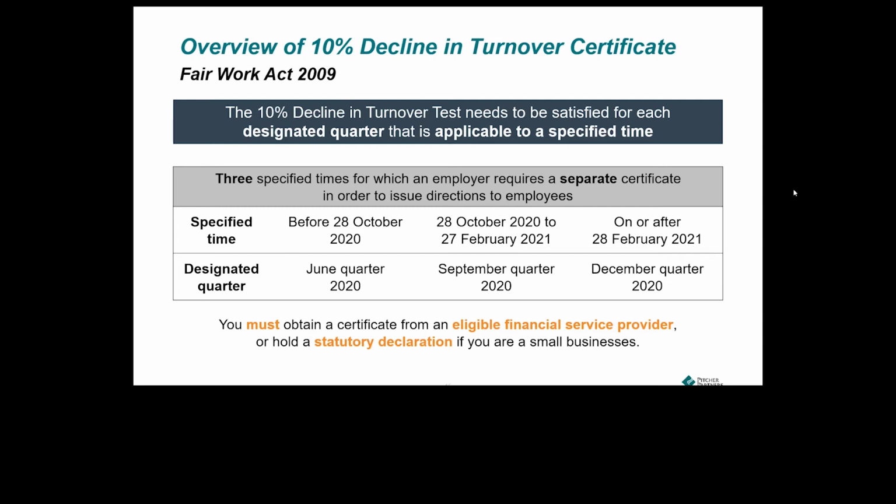As I said, a certificate must be obtained from an eligible financial service provider, which is a defined term under the Fair Work Act. It includes tax and BAS agents. Otherwise, if you're a qualifying small employer, you can make your own statutory declaration. But if you're not, and it's a very limited category, you will need to approach an eligible financial service provider and give them relevant information to enable them to test your 10% decline in turnover for the purpose of determining whether they can issue you with a 10% decline in turnover certificate.